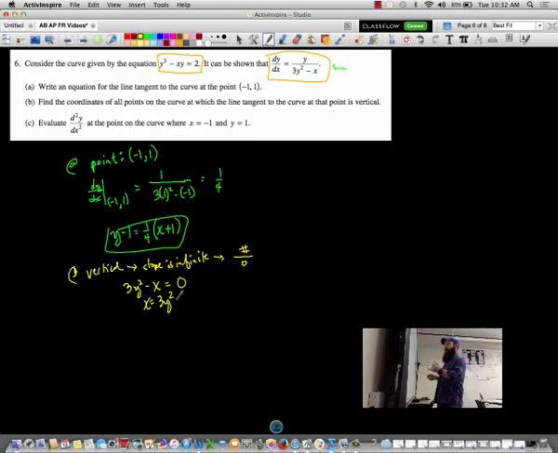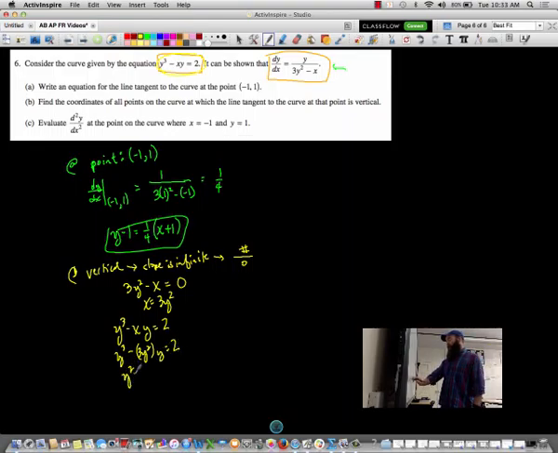So whichever point I have has to satisfy this, because that's what makes the slope vertical, but it also has to satisfy the original equation, because it needs to be on the curve. So that is a system of equations. x equals 3y squared. So in this original equation, which was y cubed minus xy equals 2, everywhere I have an x, I can replace it with 3y squared. So that gives me y cubed minus 3y squared times y equals 2.